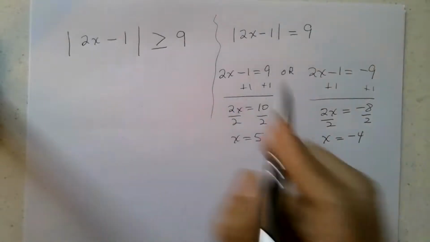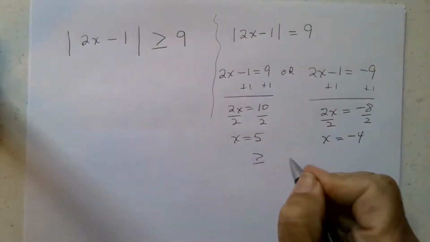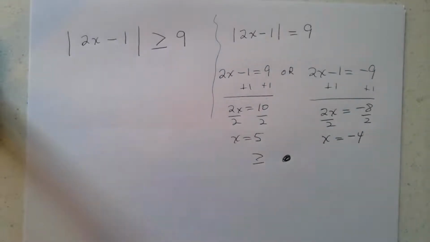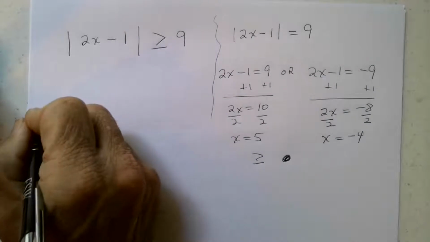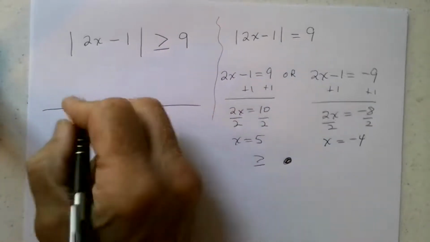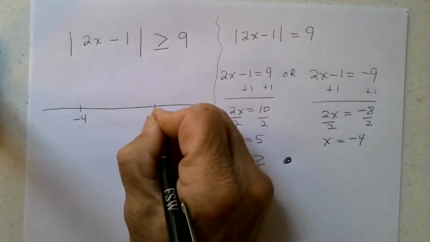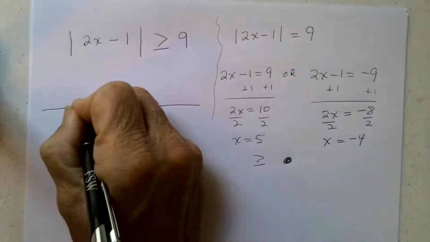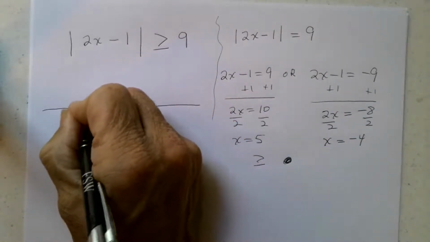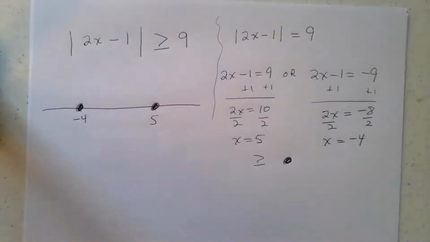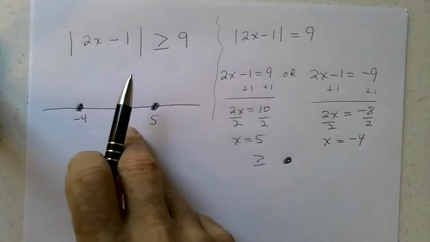You will notice that my symbol here is greater than or equal to, so those will be solid dots. So we lay out the number line. Negative 4 and 5 are the cut points. Negative 4 has to come first numerically, 5 second. They will both be solid dots this time. Solid dot here, solid dot here. I have 3 intervals: to the right, in the middle, and to the left.